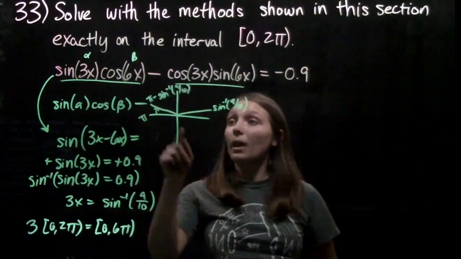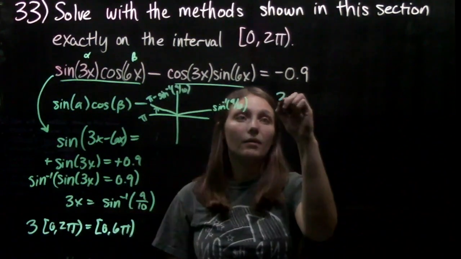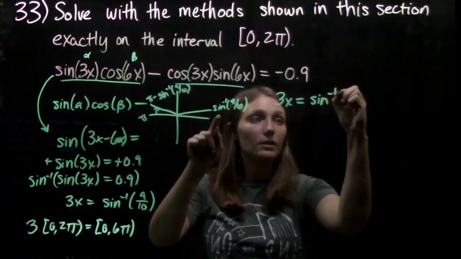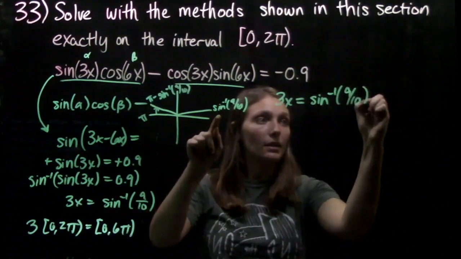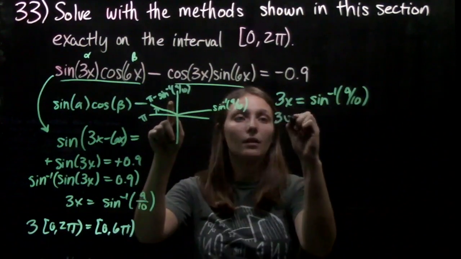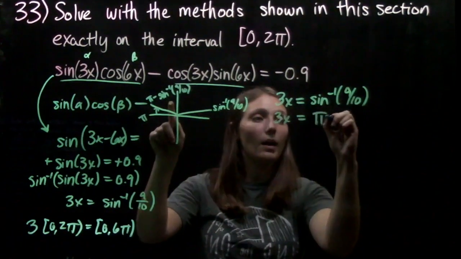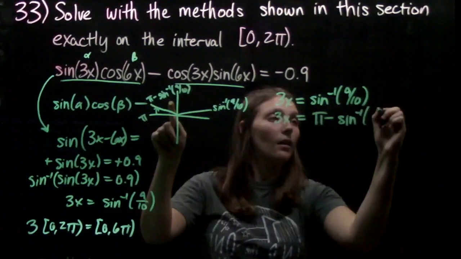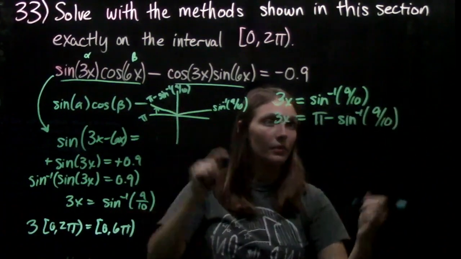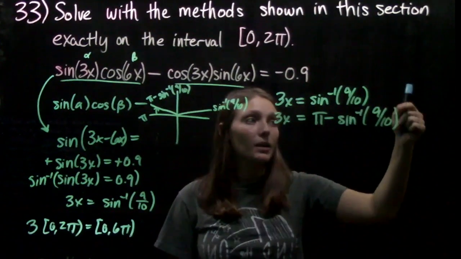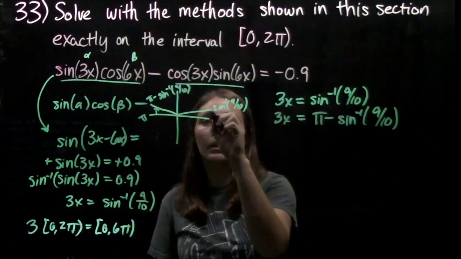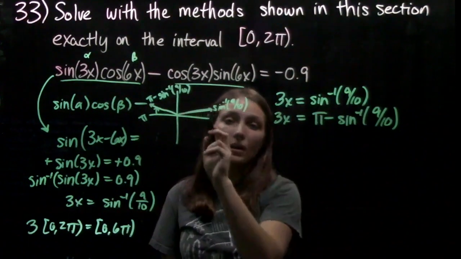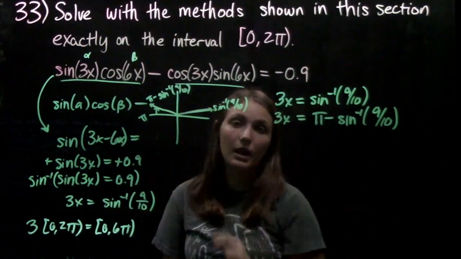So there we have found another angle, so we can have that 3x equals the inverse sine of 9/10. We can have that 3x equals pi minus the inverse sine of 9/10. So here we found two, and we're going to keep going. So we know that it's going to be this angle here and this angle here, and that will be on any of the rotations around the circle.